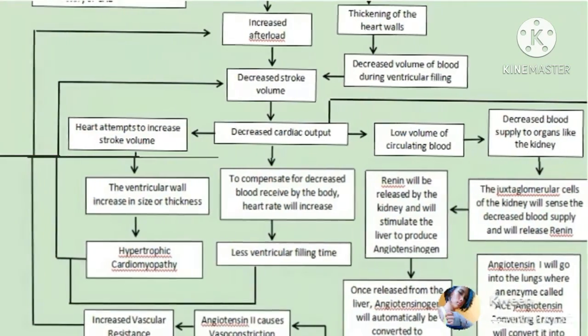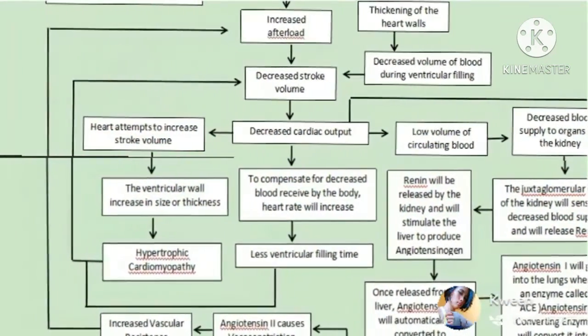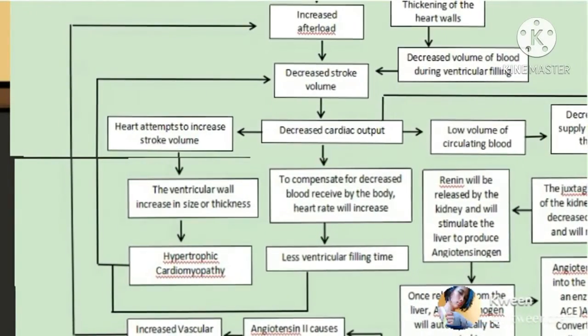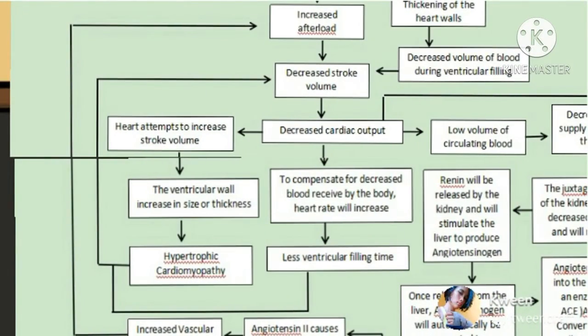First, since there is a decrease in cardiac output, the heart will try to compensate for that. The heart will attempt to increase the stroke volume to increase the cardiac output. So to compensate, there will be an increase in size or thickness of the ventricular wall. The increase in size and thickness of the ventricular wall is called hypertrophic cardiomyopathy.